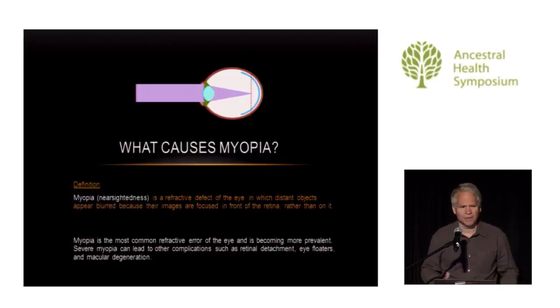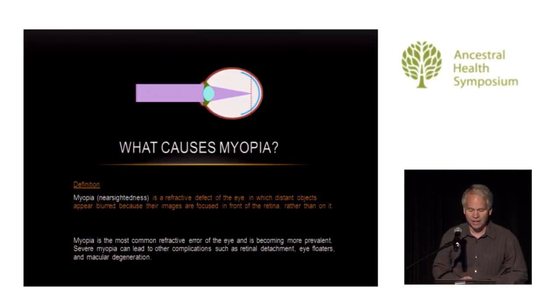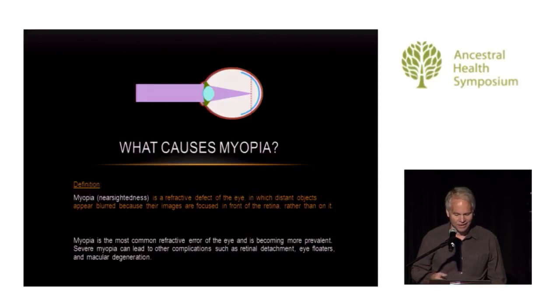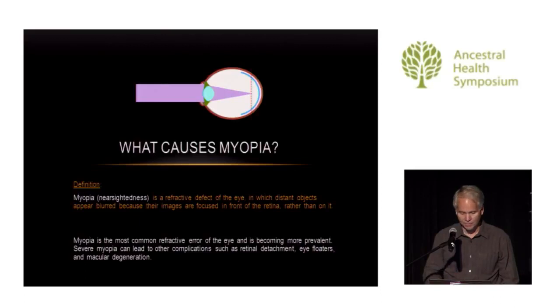So first of all, what is myopia? Well, it's colloquially near-sightedness, and what it is biologically is a refractive defect of the eye where when you're looking in the distance, distant objects appear blurred because the images are focused in front of the retina rather than on the retina. It's really a very common disorder, probably the most common refractive error of the eye, and it's becoming more prevalent. And severe myopia can lead to macular degeneration, cataracts, eye floaters, retinal detachment in serious cases. So it's something to be concerned about.